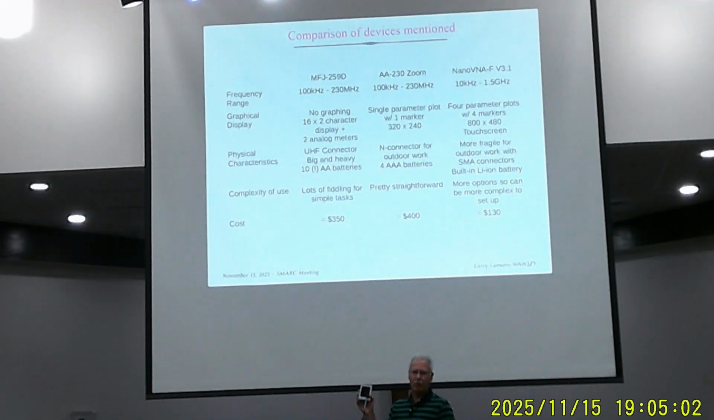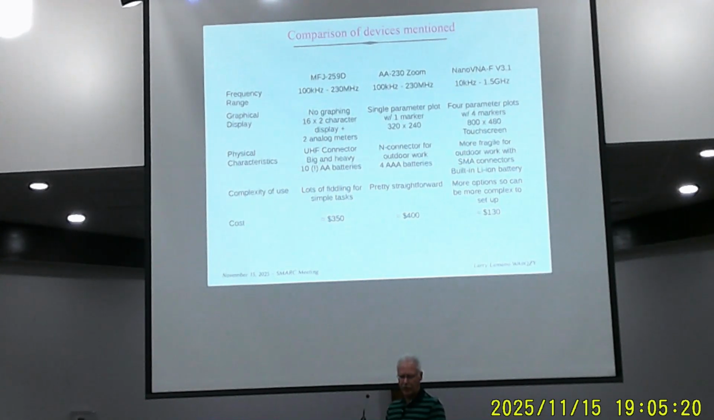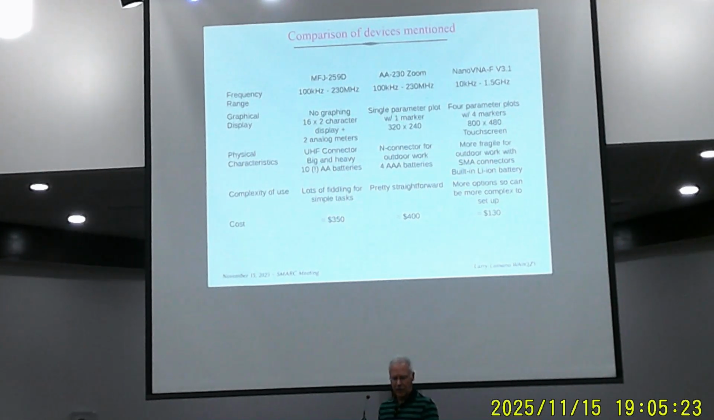This guy, you can do 4 parameter plots at the same time. So on this, you can do a Smith chart and you can do an SWR, but you can't see them at the same time. This one, you can see them at the same time and they're overlaid on each other. And it can have up to 4 markers. And again, we'll see where that comes into play. And it's an 800 by 480 touch screen, so it has 4 times the resolution of the other one.